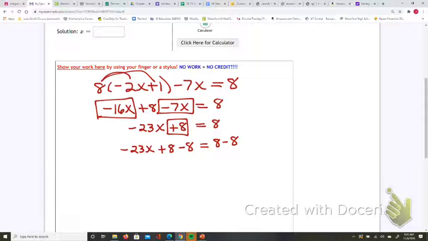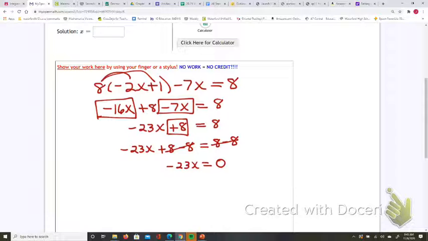Never forget, whatever you do to one side, you have to do to the other. Okay, 8 minus 8 is 0, so we cross it out. And we have negative 23x equals 8 minus 8. Well, we just said that was 0, but we have to put a number, so we have to put the 0 right there. We didn't have to put the 0 on the left side because we already had the negative 23x. And anything plus 0 is that thing. If you have 2 cookies plus 0 cookies, you still have 2 cookies. So adding 0 to negative 23x, it stayed negative 23x.